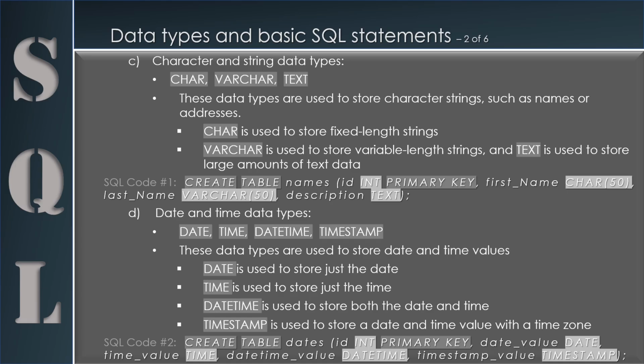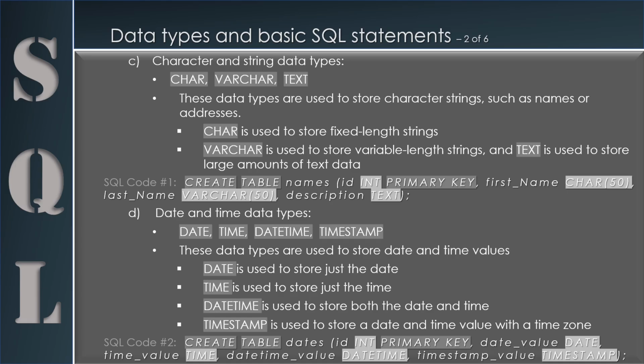Character and string data types are used to store character strings, such as names or addresses. There are three main data types used for this: character, variable character, and text. Character is used to store fixed length strings, while variable character is used to store variable length strings. Text is used to store large amounts of text data.